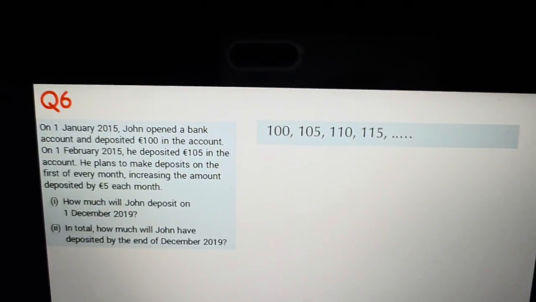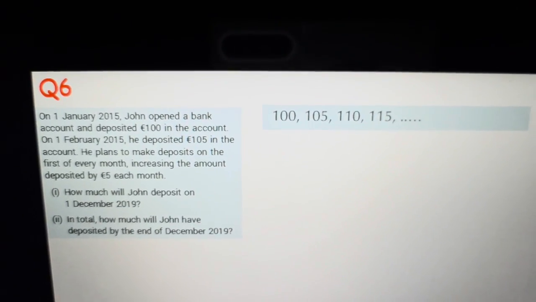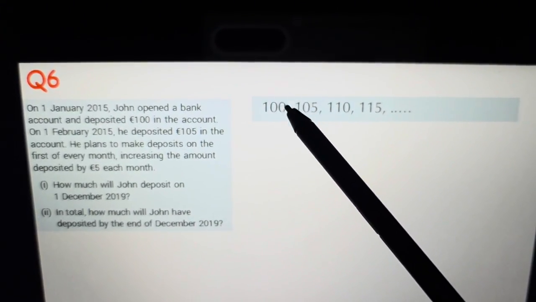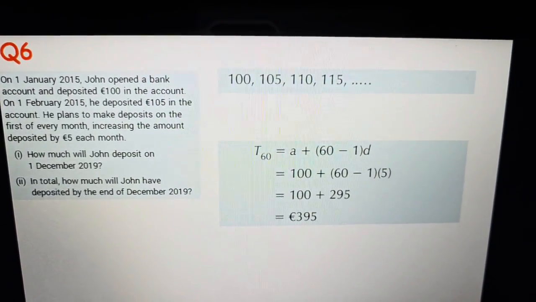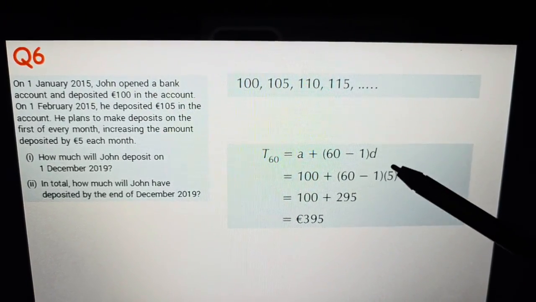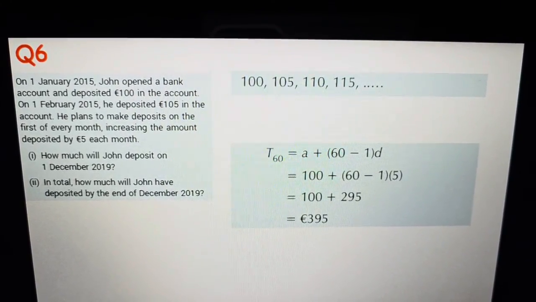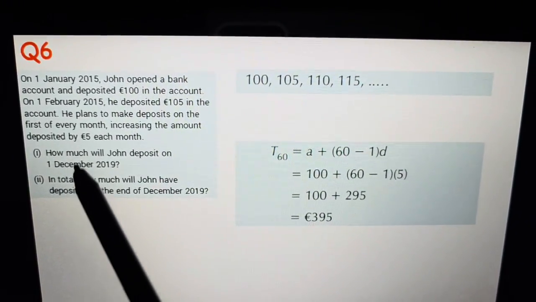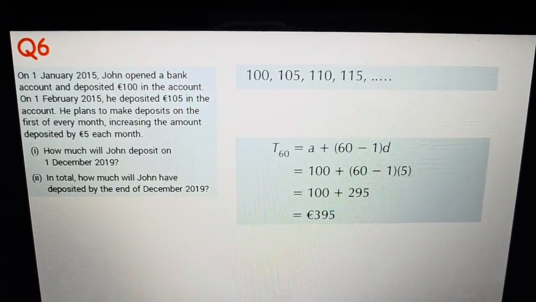So it's an arithmetic sequence. Those were the first couple of terms each month, what he was depositing. So A is 100, D is 5. Put down your T of n formula and you're looking for term 60. So term 60 should equal A, which is 100, plus n minus 1, so 60 minus 1 times D, or common difference, and that works out to be €395. So on the 1st of December 2019, he will deposit €395 into the account.